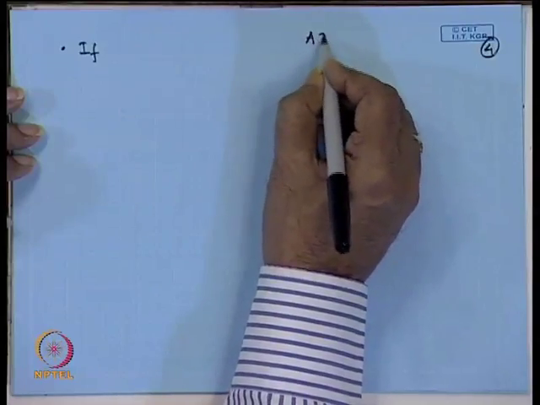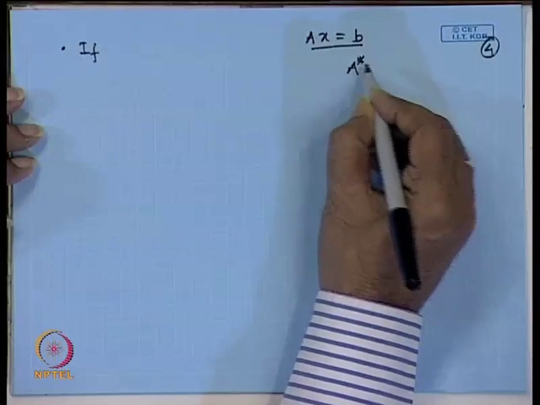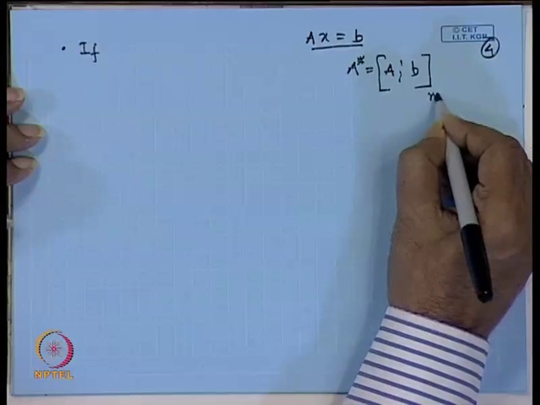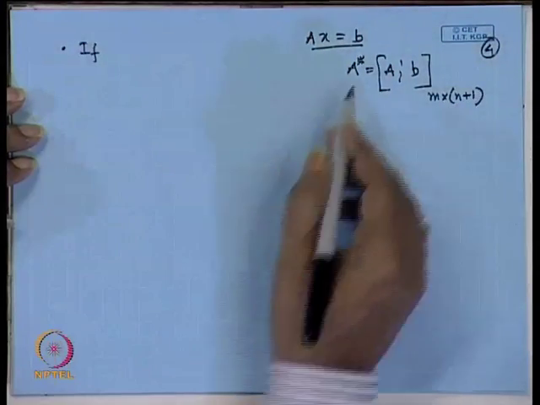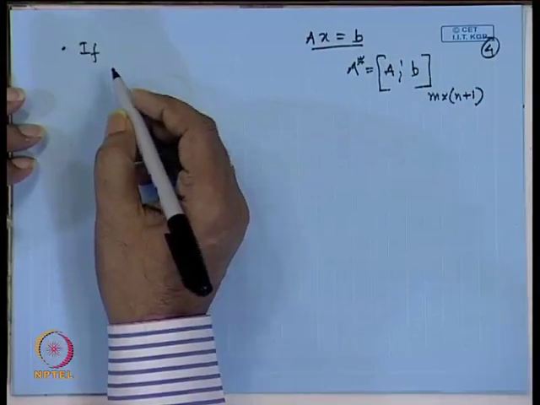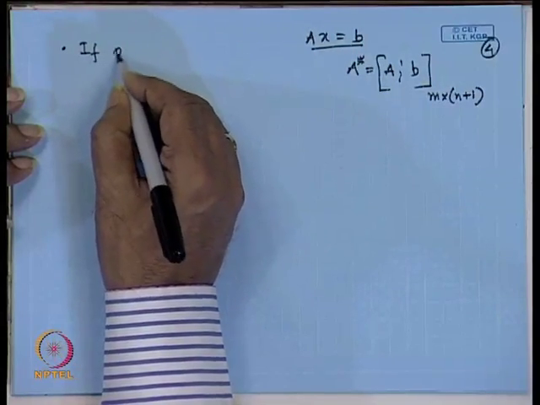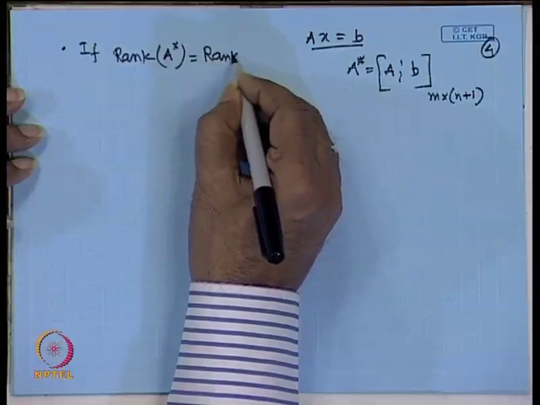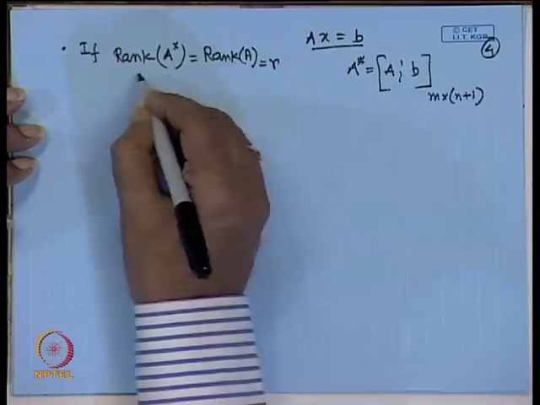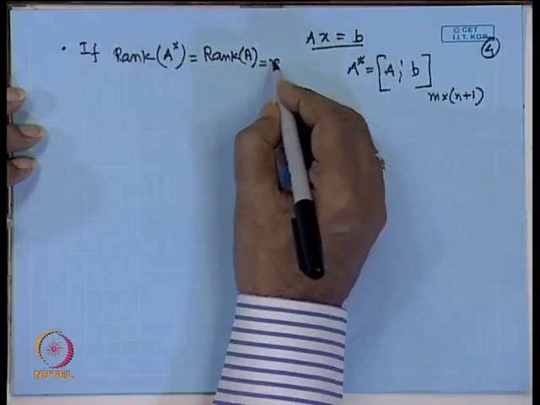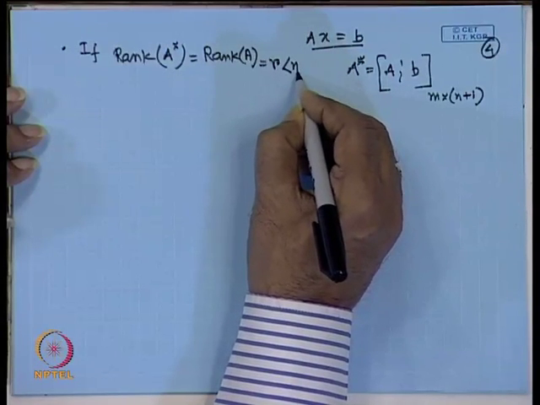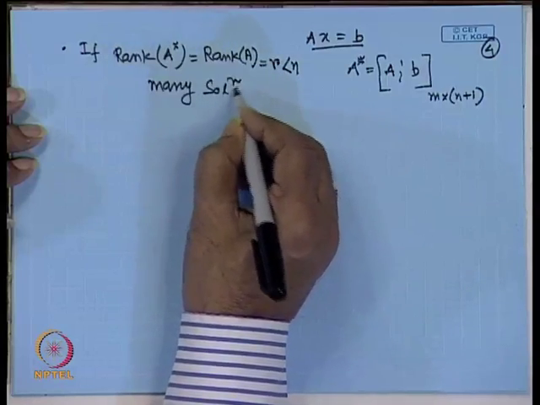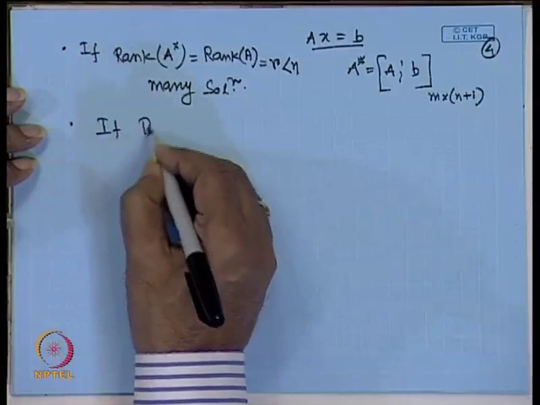We form an augmented matrix with our system matrix and the right hand side vector, so this dimension will be m cross n plus 1. If you recollect our basic results for the solution of algebraic equations: if the rank of A star, the augmented matrix, is equal to the rank of A, equal to R, and R is less than n, then our conclusion is that we have many solutions, multiple solutions.